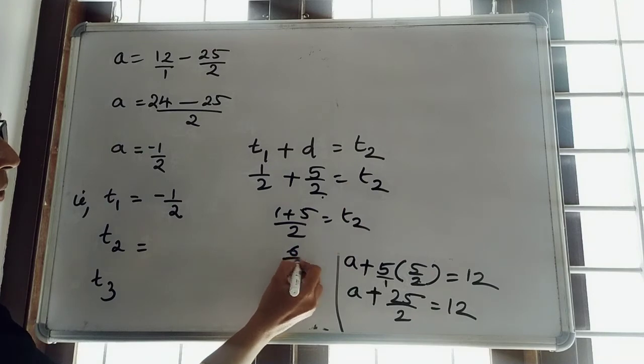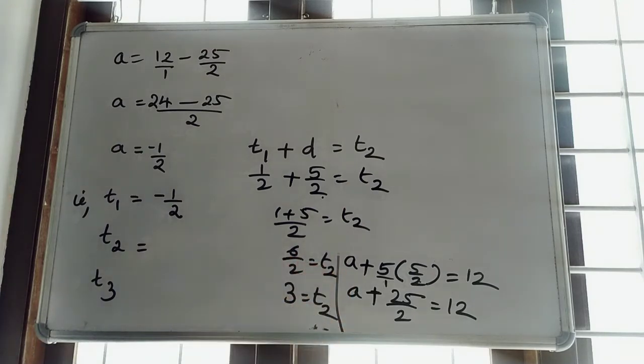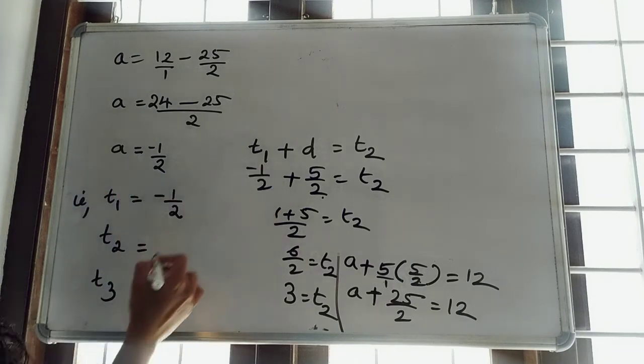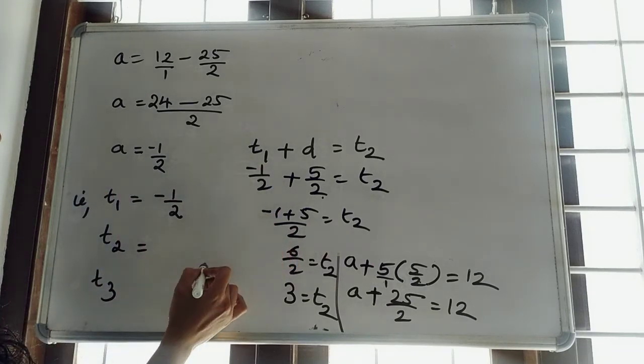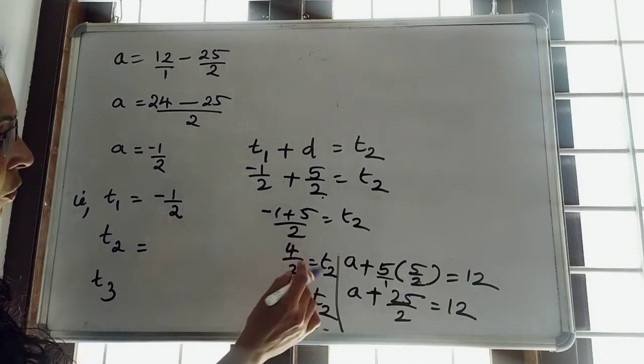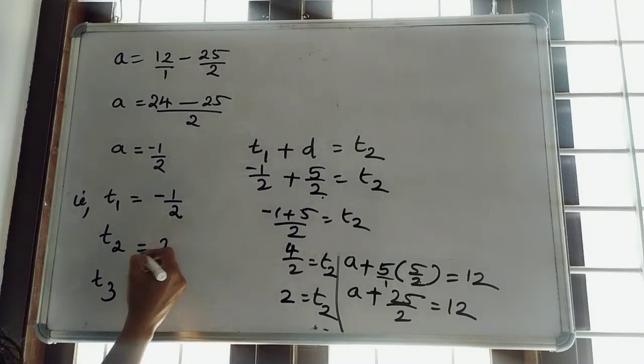5 plus 1 is 6, by 2 is equal to T2. That means 3 is equal to T2. Okay. So sorry, T1 is equal to what? Negative 1 by 2. So negative 1 by 2. So it will be what? 4 by 2. So T2 is equal to 2. So T2 we got it as 2.